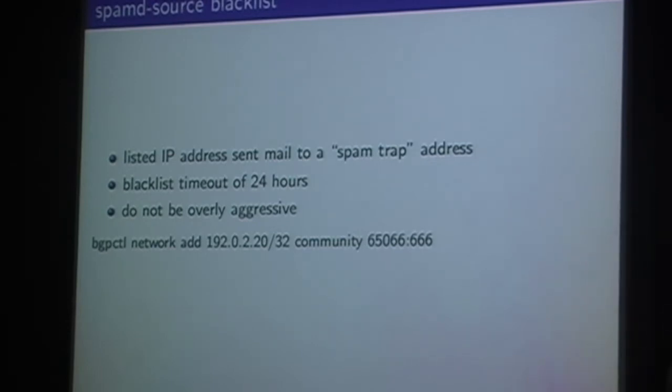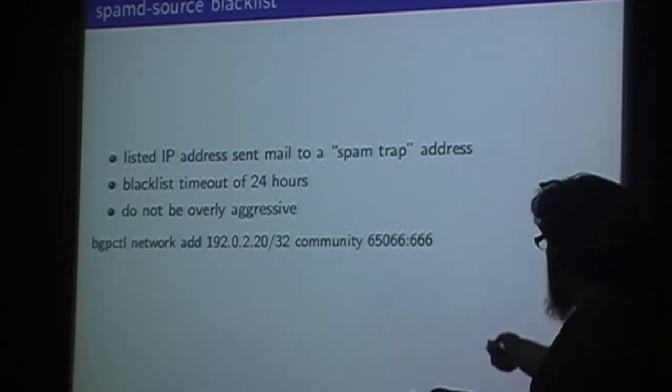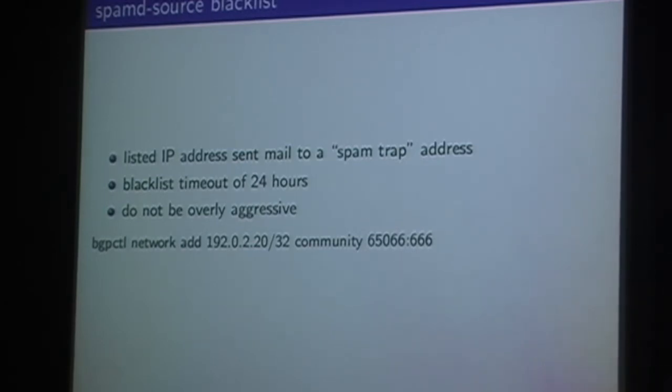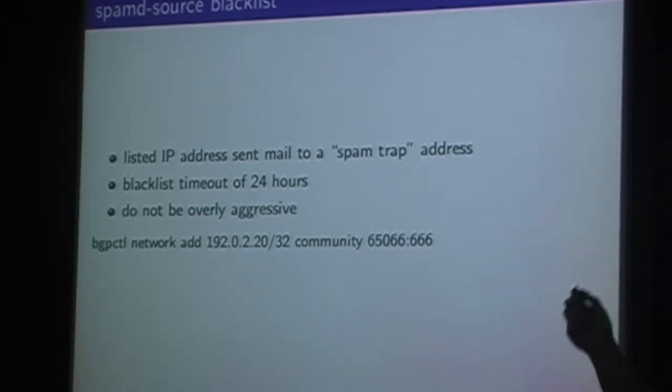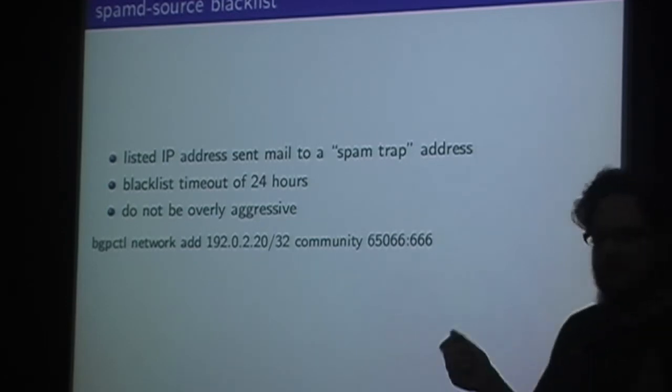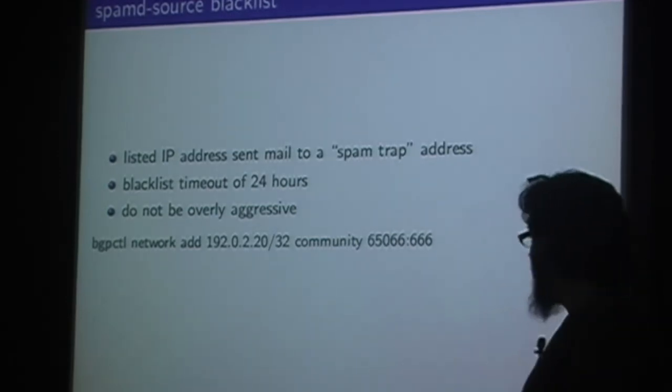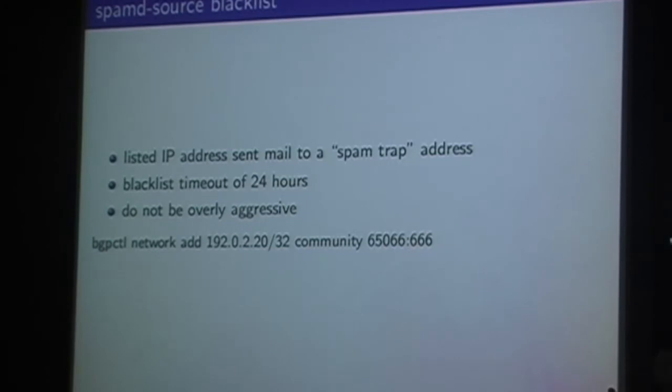Once we receive the information on one of the sources, we literally run this command here. This command simply tells BGP to use the network subsystem to add this IP address, so hostname, and then mark it with a community. The 65066, the front part of it, is our local AS. This is from the private AS range, which is roughly the 192.168 equivalent. And then we use the marker of 666 to declare it as evil.